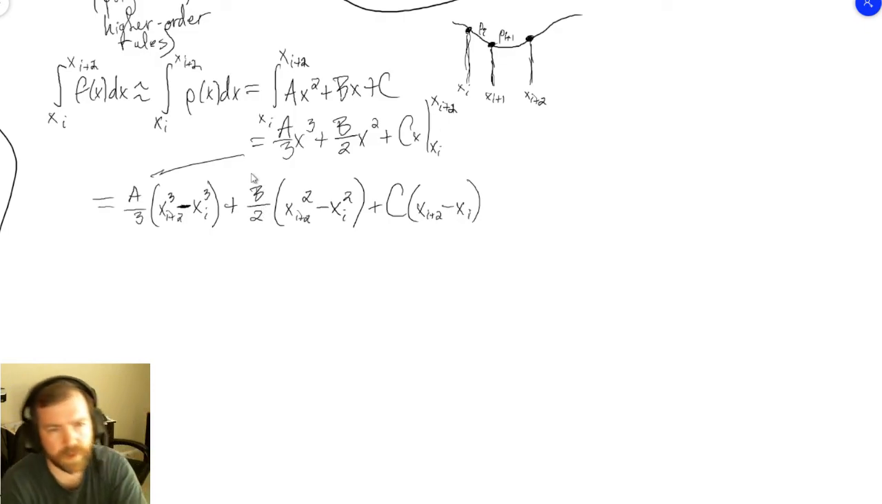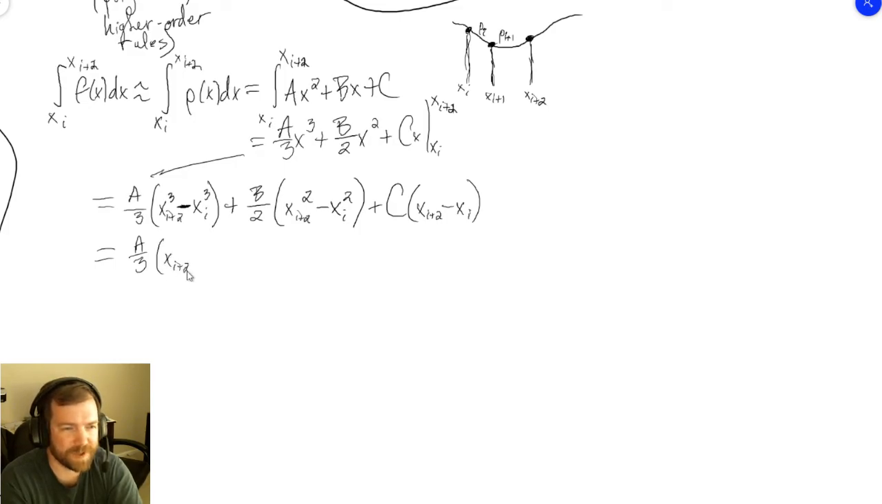Oh, gross. Okay. What they do here is they take out an x sub i plus 2 minus x sub i from each of these things, and these are now a difference of squares rule and a difference of cubes rule. I don't remember them almost at all, so that's fun.